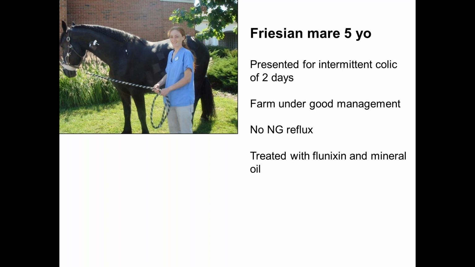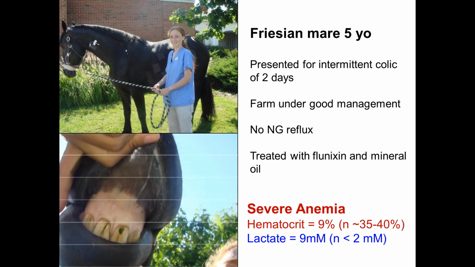It was a cool example of a non-GI cause of colic. This horse, a 5-year-old mare, so she's not that old, presented for intermittent colic of a couple of days. Really good management, no reflux. Treated with standard medical management, flunixin or banamine or phenidine, wherever you're from, and mineral oil. But when we looked at her gums, she was extremely pale. She had a hematocrit of 9%, normal's around 35 to 40, and a lactate, which is a marker of perfusion, was very high, going along with not having enough red cells to supply oxygen to the tissues.